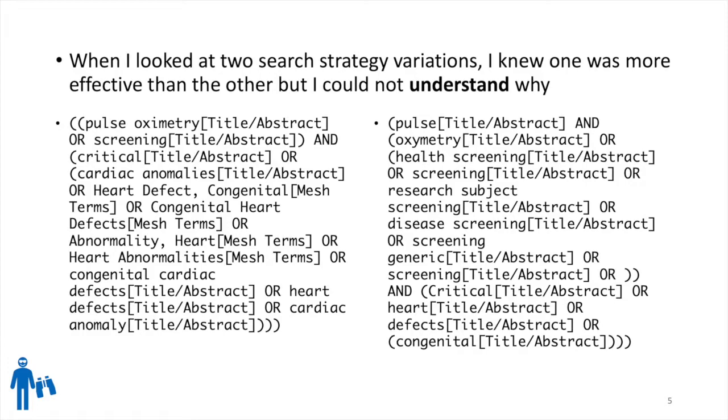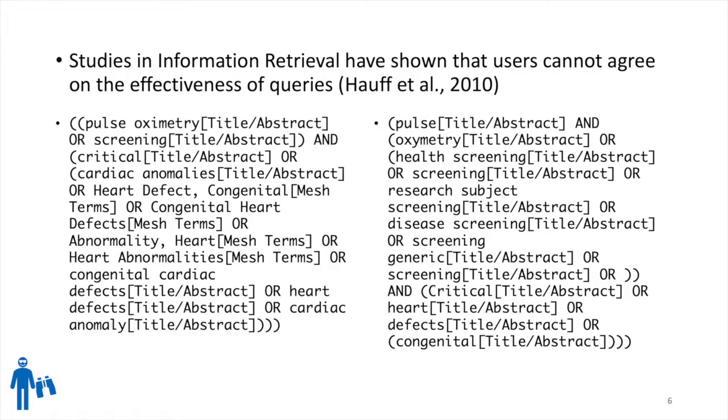When I looked at two search strategy variations, that is, Boolean queries, I knew that one was more effective than the other, but I couldn't understand why. I would evaluate my queries using the studies that were included in the final systematic review. I can make objective measurements like precision and recall about the queries, but what makes one query more or less effective than the other? Even if you submitted these two searches to PubMed, I think it would be difficult for you to tell me objectively what changes to make to improve either search strategy.